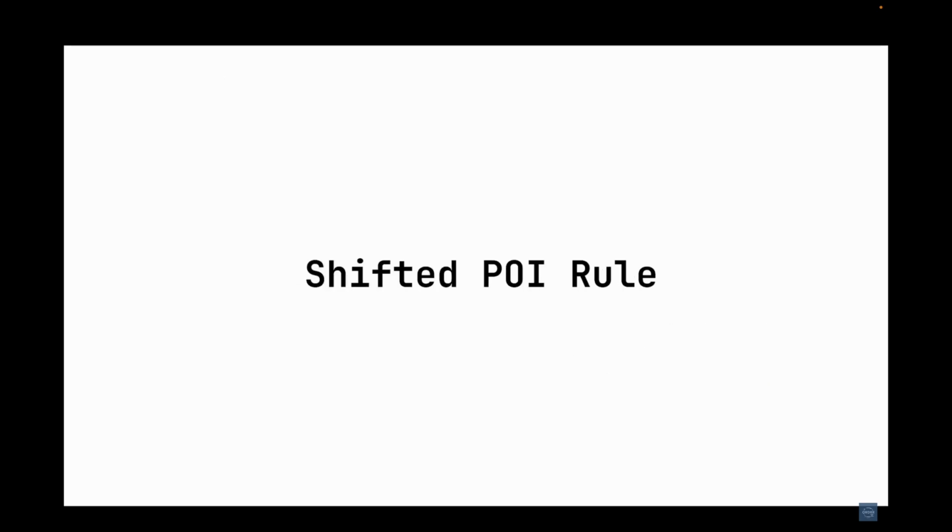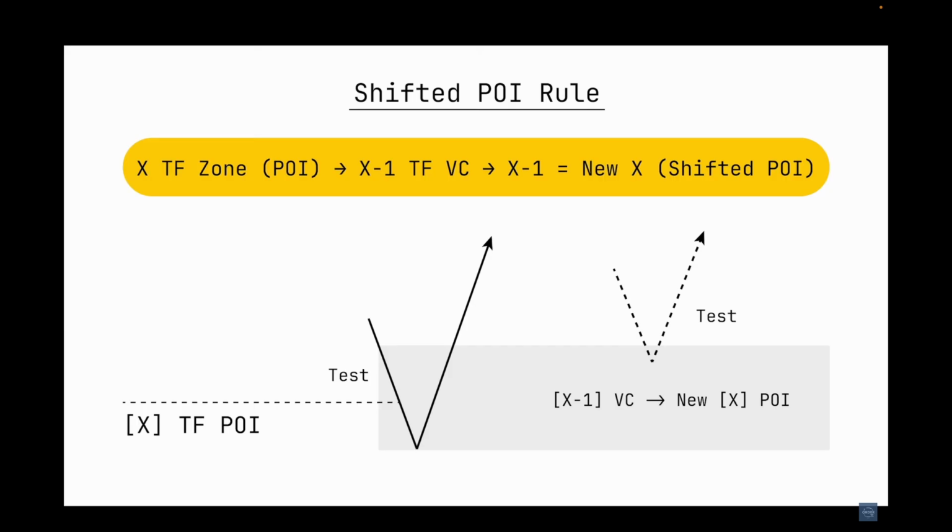Here arises the second very important rule in this whole strategy, called shifted POI. The essence is that if we get volume confirmation from a certain zone on the X minus 1 time frame, it means that buying or selling volume has already entered the market. Thus, after testing this zone, the price is ready to continue its movement. This is the entire logic behind volume confirmation and shifted POI.